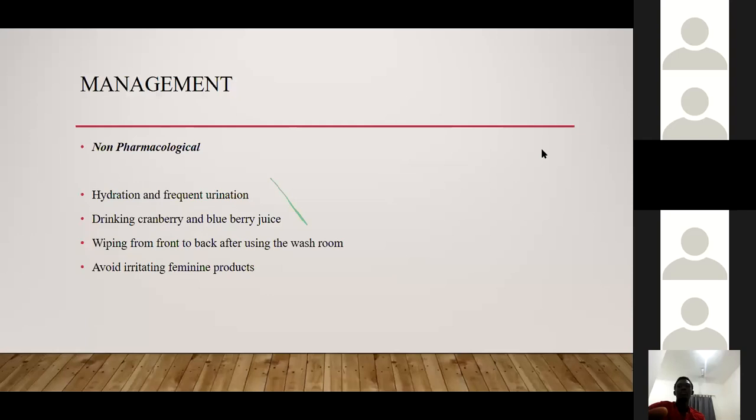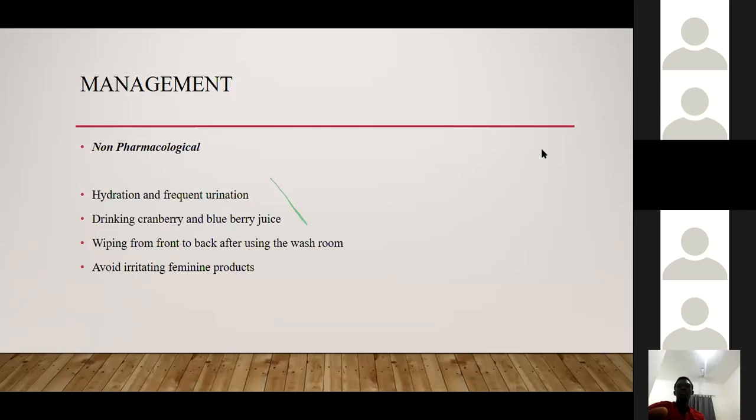So management, there's non-pharmacological and pharmacological. Usually, once you are in the clinic settings, we do pharmacological, but you need to counsel the patient, drink enough water. They should try as much as possible to pee when they have the urge to. Cranberry and then blueberry juice also gives some protection to the mucosa, and then prevents this addition of virulent bacteria and all that. So it's good.